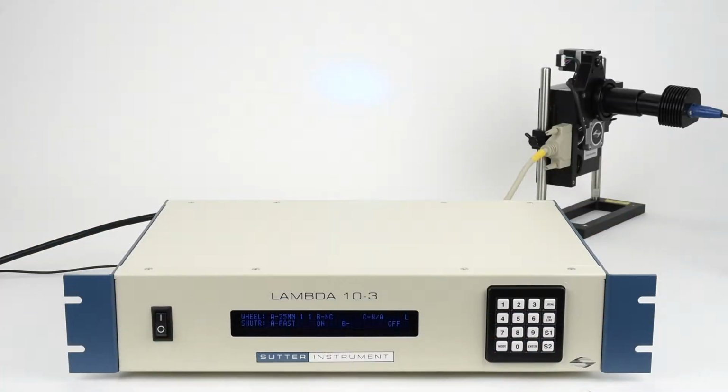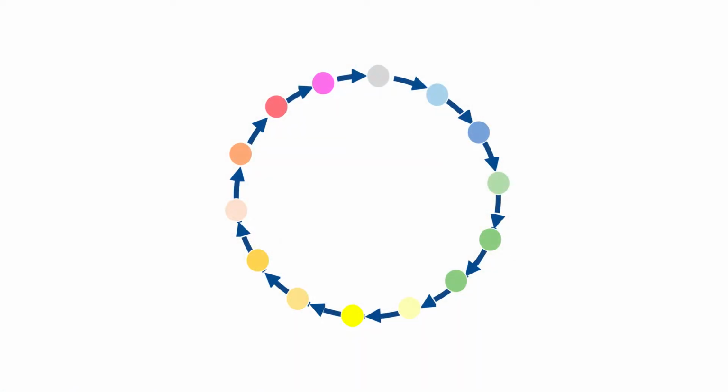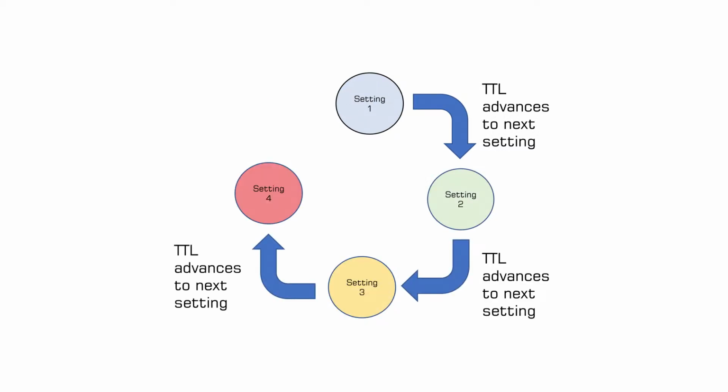The new Lambda 10.3 filter wheel and shutter controller has a ring buffer that can be used to automate imaging or enable high-speed multicolor excitation from a single TTL input. Individual settings can be input into the controller, and the TTL signal will cycle through each of the settings one at a time with each TTL signal received.